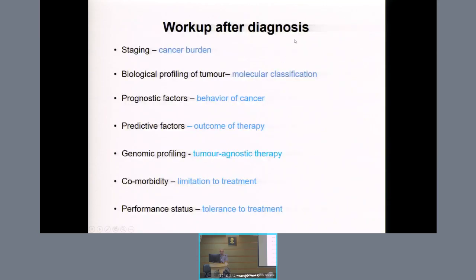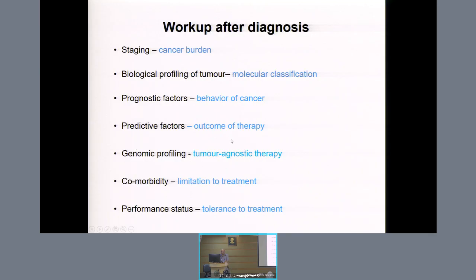Now, what is the workup? We have diagnosed the cancer. Now, we need to do the staging. It will tell us what is the cancer burden in the body. We will also get biological profiling of the tumor, molecular classification. We will get information about behavior of the cancer, prognostic factors, and predictive factors, outcome of the therapy. Then genomic profiling. When I discuss tumor agnostic therapy, this is the latest thing in oncology. I will come back to it in the third lecture.